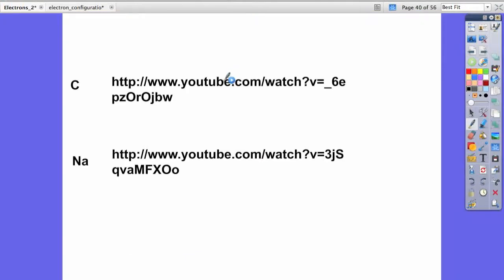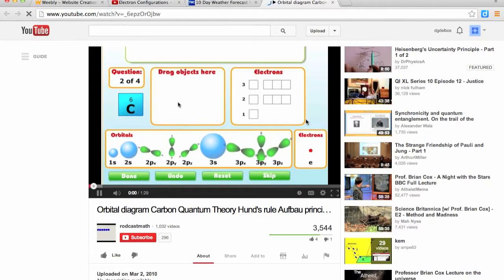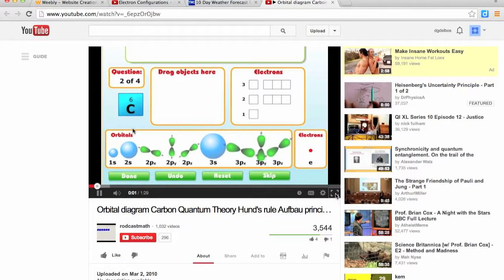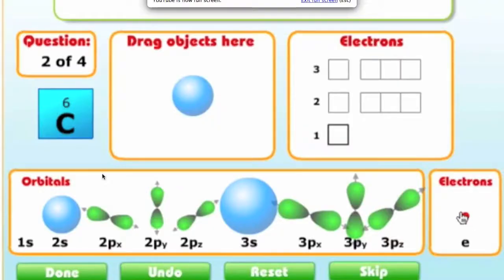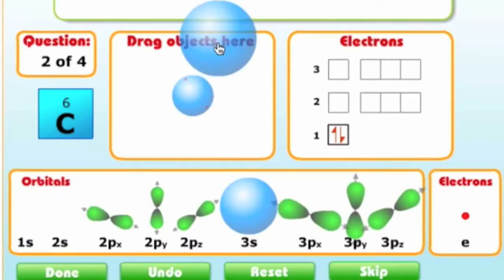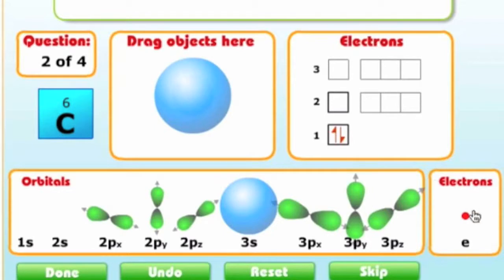Okay, I'm going to show you this video. Now for carbon, we're going to first of all fill our 1s sublevel. We put 1 electron into the 1s, and then we're going to add our second electron. Remember that they're going to have opposite spins. Then next we move to our 2s, and we're going to put 2 electrons in our 2s, and they're going to have opposite spins.